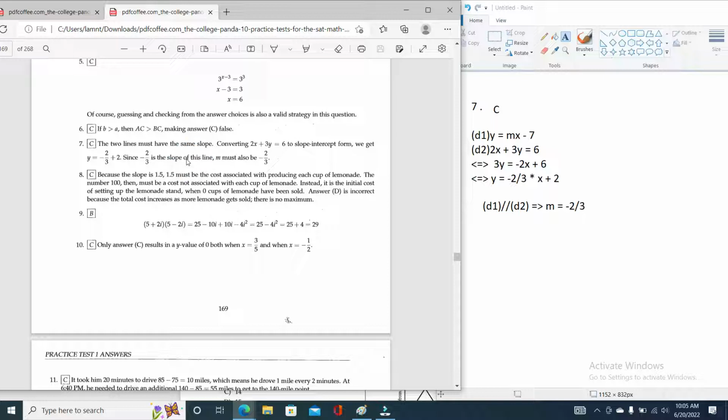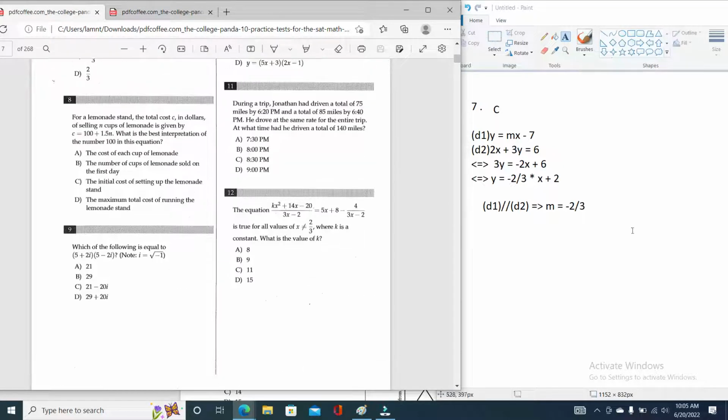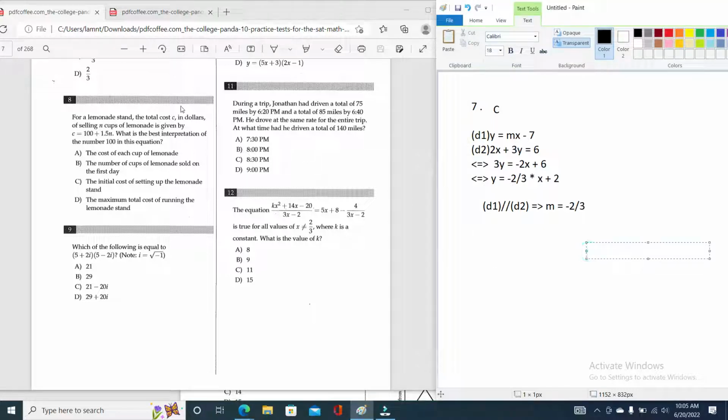Okay, so alright, number 8. Okay, so what is the interpretation of number 100? Okay, so we know that C equals 100 plus 1.5 m. Okay, time.